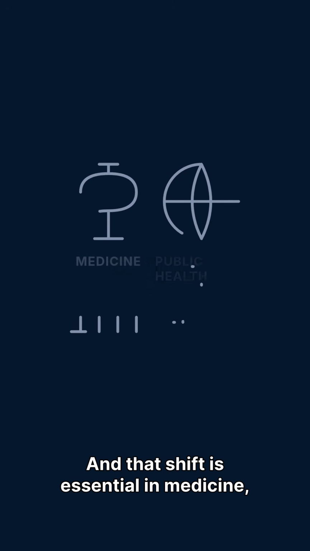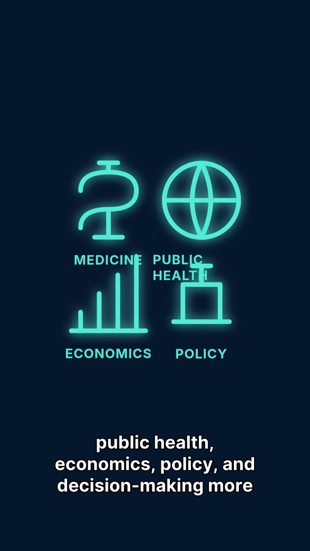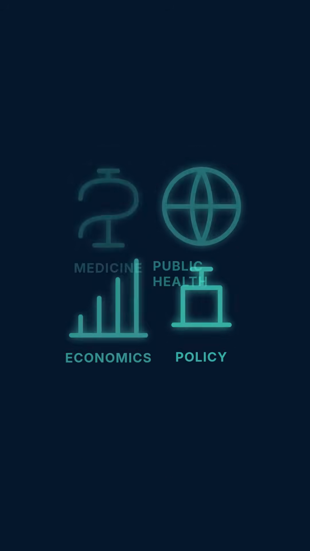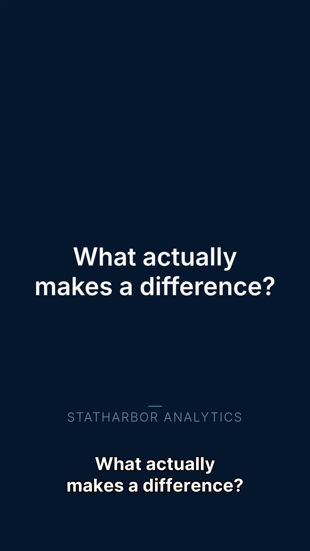In the end, causal inference helps us move from what is associated to what would happen if we intervened. And that shift is essential in medicine, public health, economics, policy, and decision-making more broadly. Because good analysis does not stop at description. It tries to answer the deeper question, what actually makes a difference?